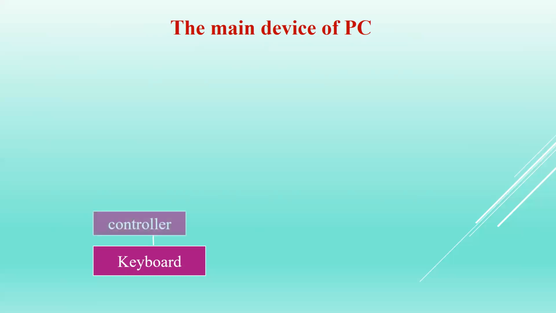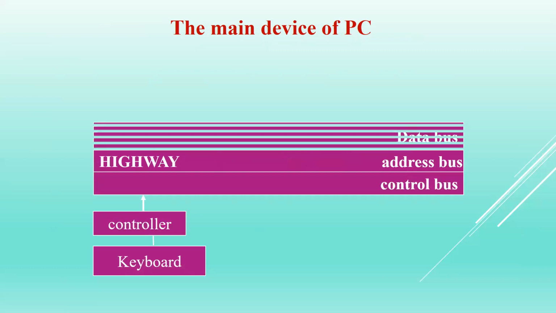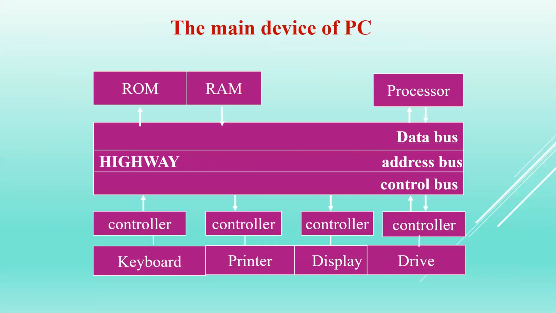The main devices of a PC. PC stands for personal computer. The main devices, at first we can say the keyboard, then the controller. The main devices of a PC are the ROM and RAM. RAM is random access memory, ROM is read-only memory. And the next one is our processor. RAM and ROM are connected through our highway, and the processor consists of the data bus, address bus, and control bus.